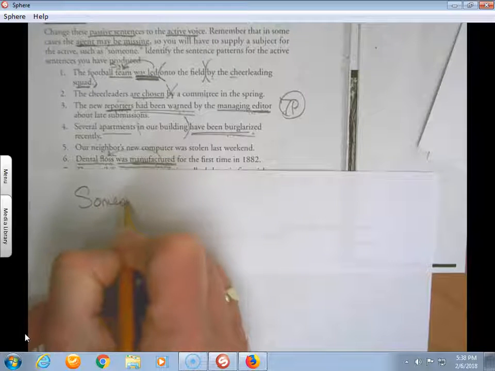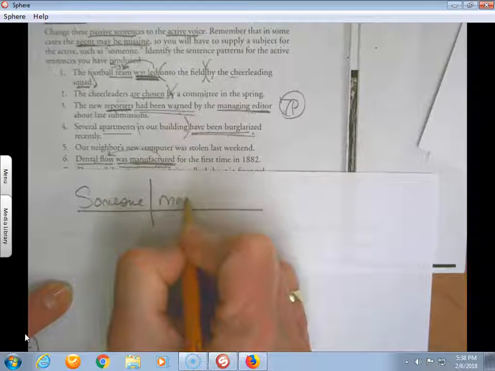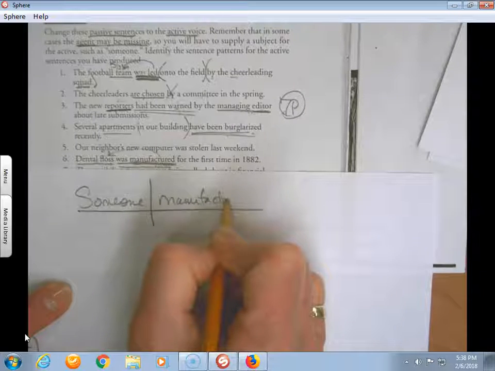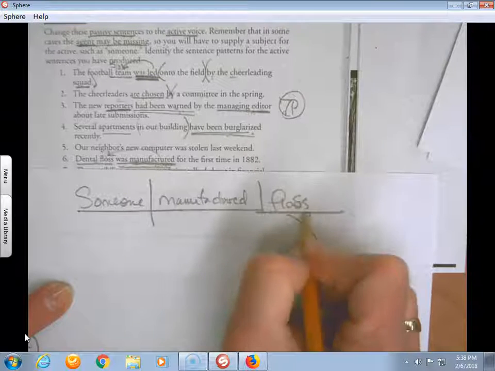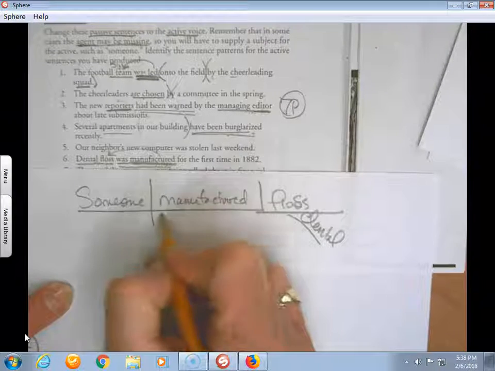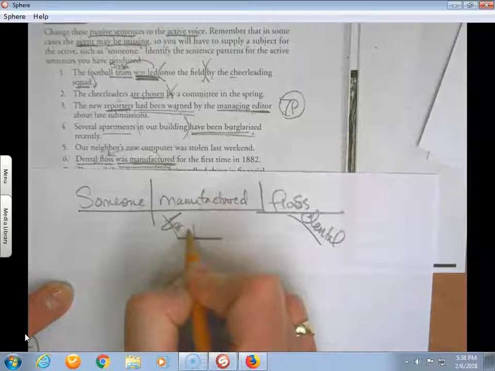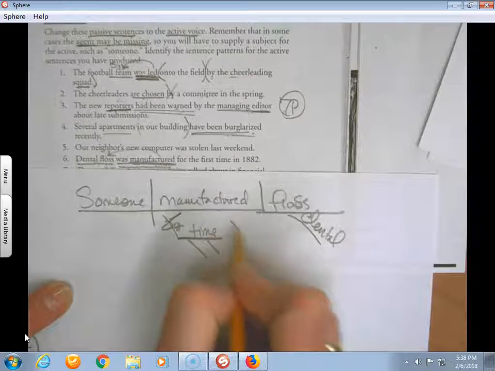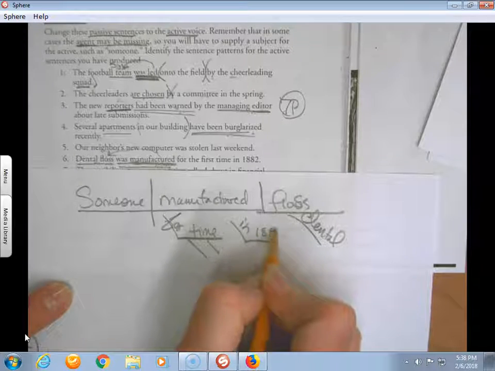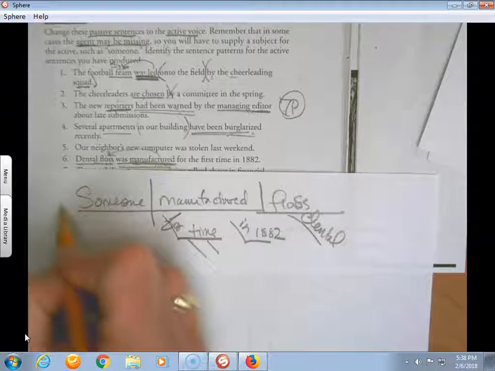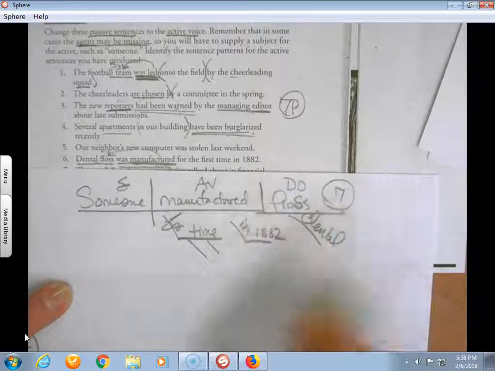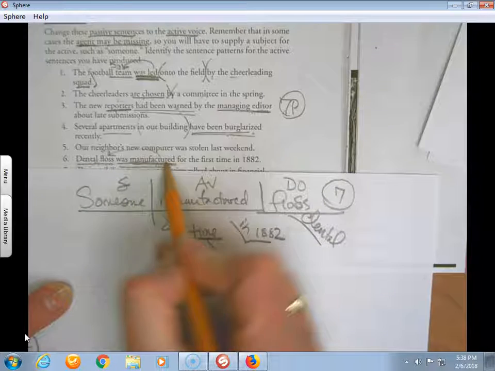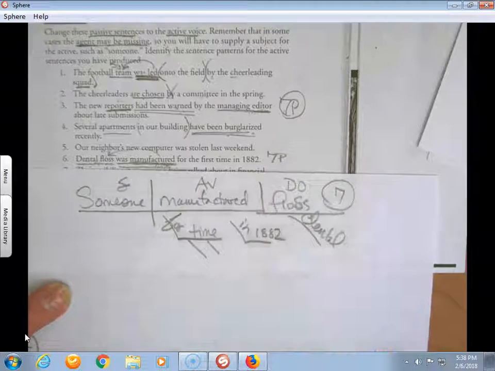Well, we don't know. Let's just say that someone manufactured floss. What kind of floss? Dental floss. For the first time, in 1882. So that's our active voice sentence. We have a subject, we have an action verb, we have a direct object. That's a 7. But our original, dental floss was manufactured, was a 7P. It was passive.